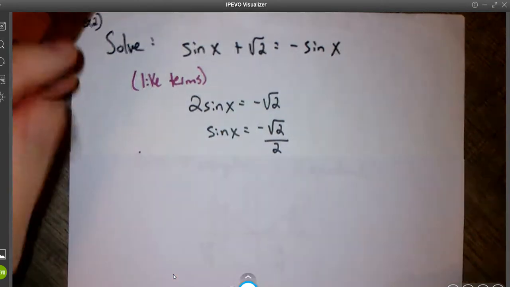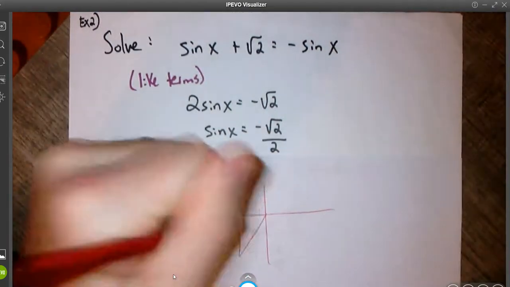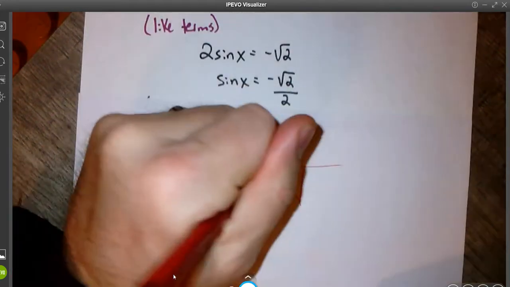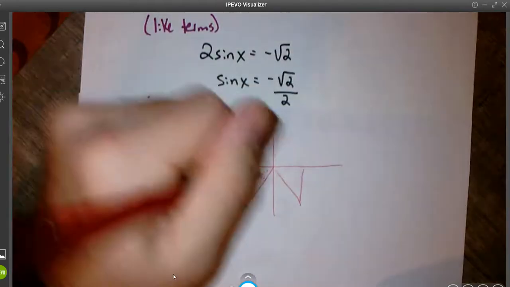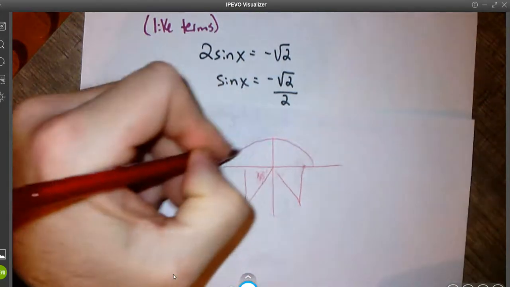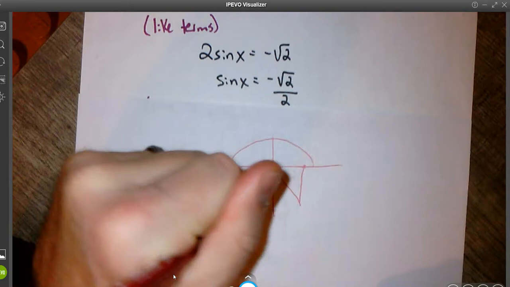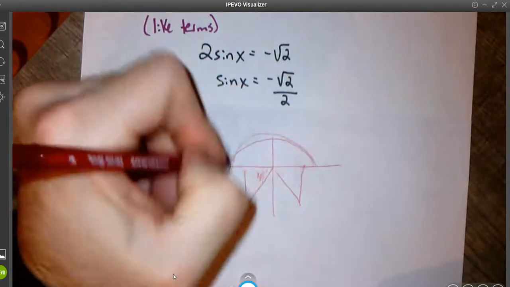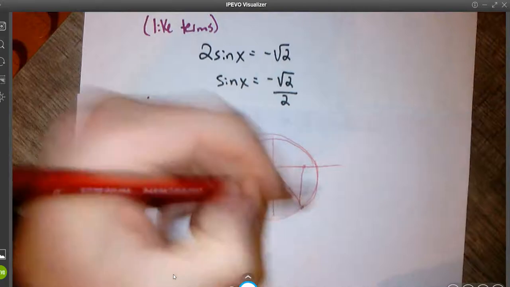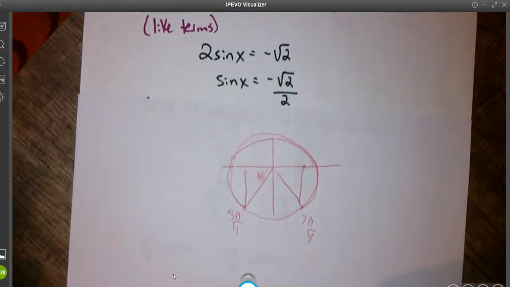So this time when I draw my triangles to figure out where this happens, sine is negative down here and down here. So if this is my reference angle, 45 degrees, or pi over 4. From here to here is 4 pi over 4, but I want another one. That's 5 pi over 4. From here all the way around would be 8 pi over 4, but I want to back it up one. So that would be 7 pi over 4. So we get those two answers. And what else?